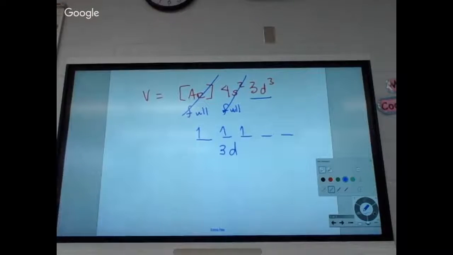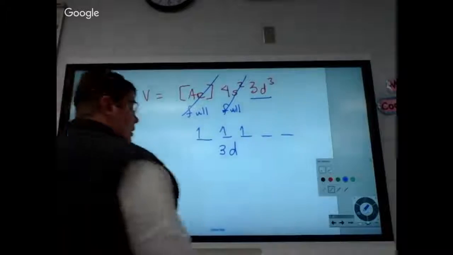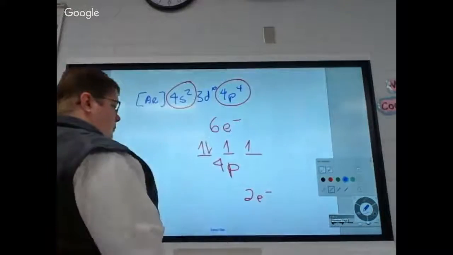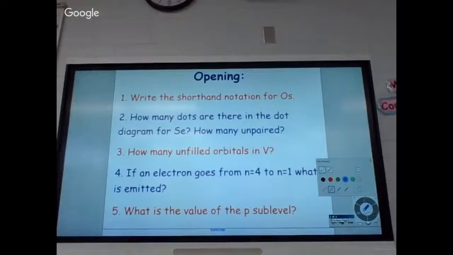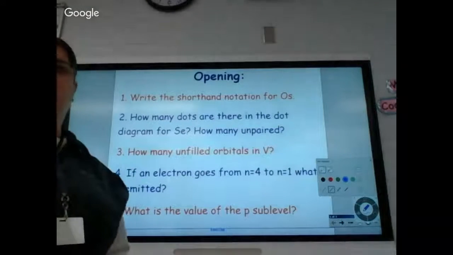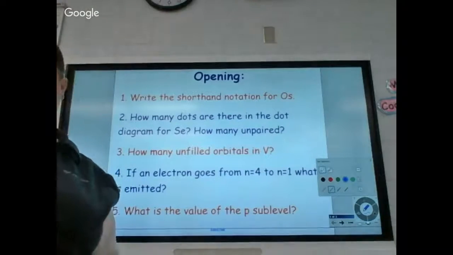All right. Number 4. If an electron goes from 4 to 1, what is emitted? Or what would you need to look at?